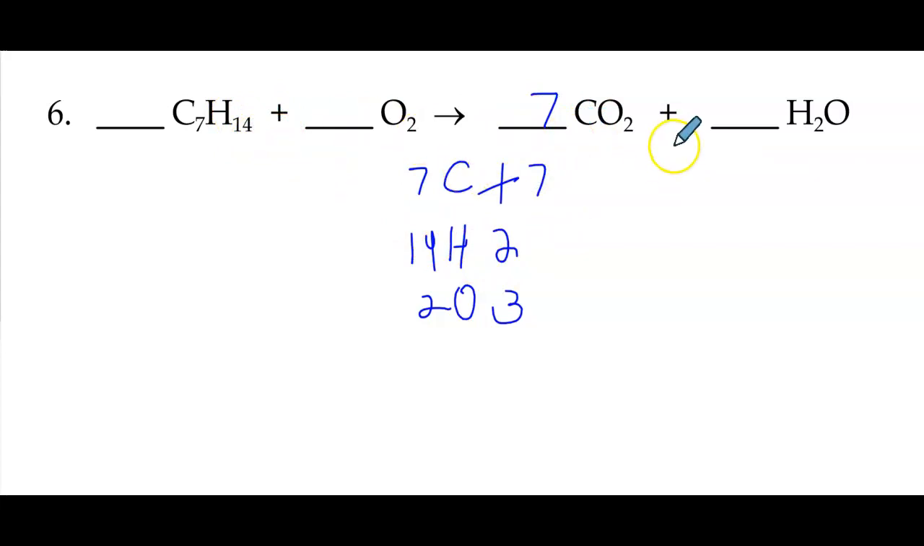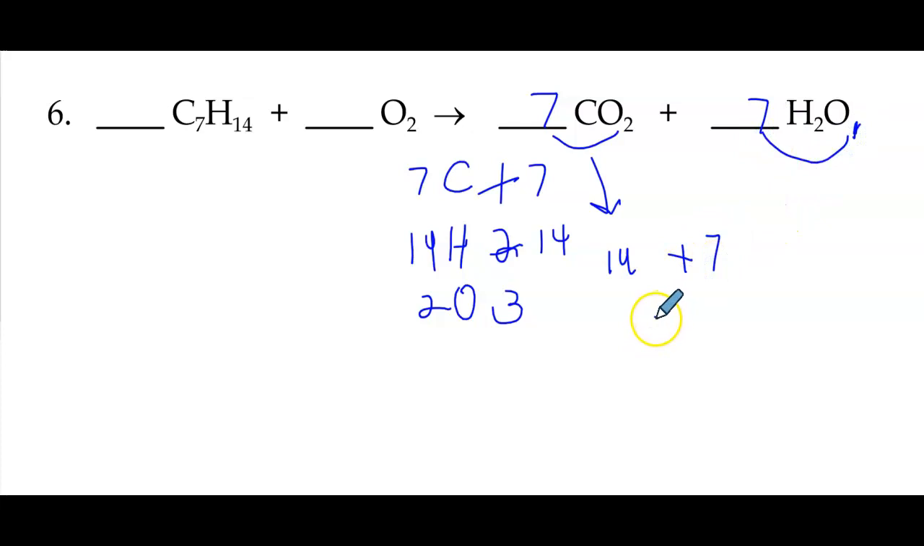I'm going to get my hydrogens to 14 by putting a 7 here. This has 14 now. Now I'm going to deal with oxygens. So I'm thinking about that. That gives me 14. I'm thinking about this. Remember, there's a 1 here. That gets me 7. 7 plus 14 is 21. So I know that if I take 21 divided by 2, I'm going to get 10.5. 10.5 would get me to 21, but I can't leave the 10.5. I've got to multiply everything through by 2.